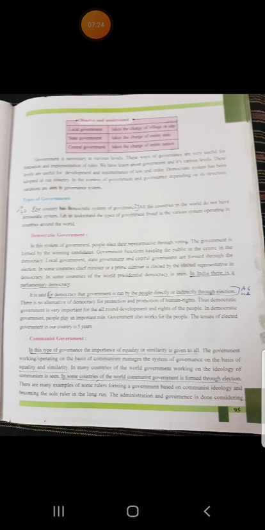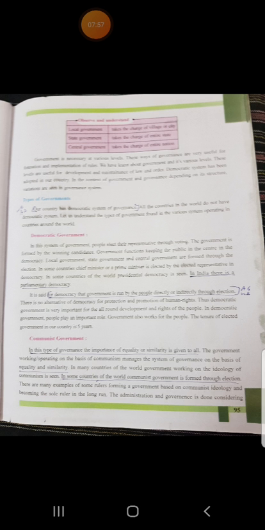These three levels of government are important. A democratic system has been adopted in our country. In the context of government and governance, depending on its structure, variations are seen in the governance system. So in our country there is a democratic system, and depending on the structure, variety is seen in the governance system.